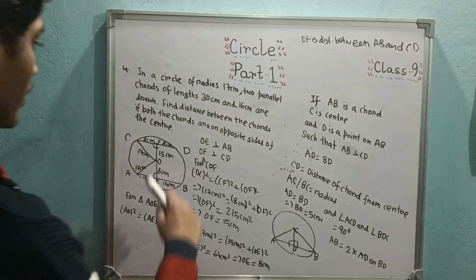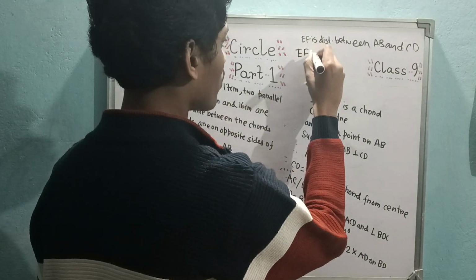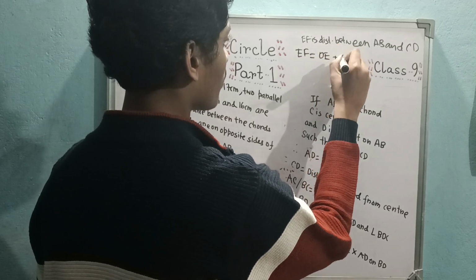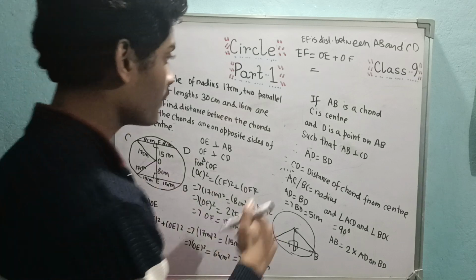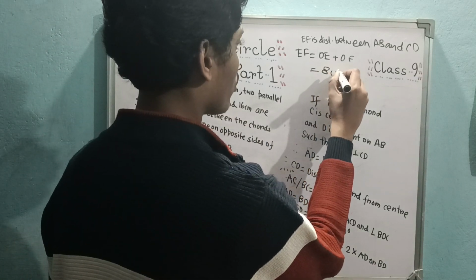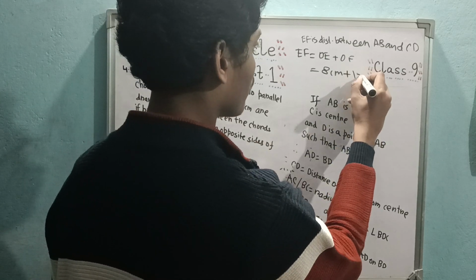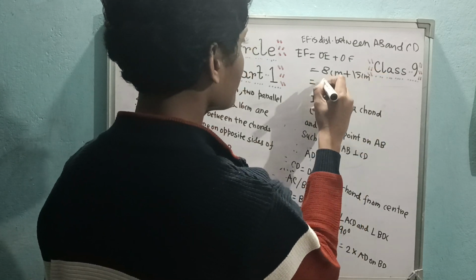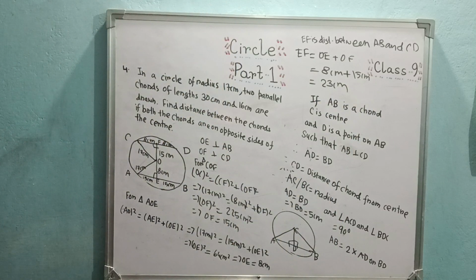And EF is what? OE plus OF. EF equals OE plus OF. OE we got initially as 8 centimeter, and OF we just got now as 15 centimeter, which equals 23 centimeter, and that's the answer. Done, finished.